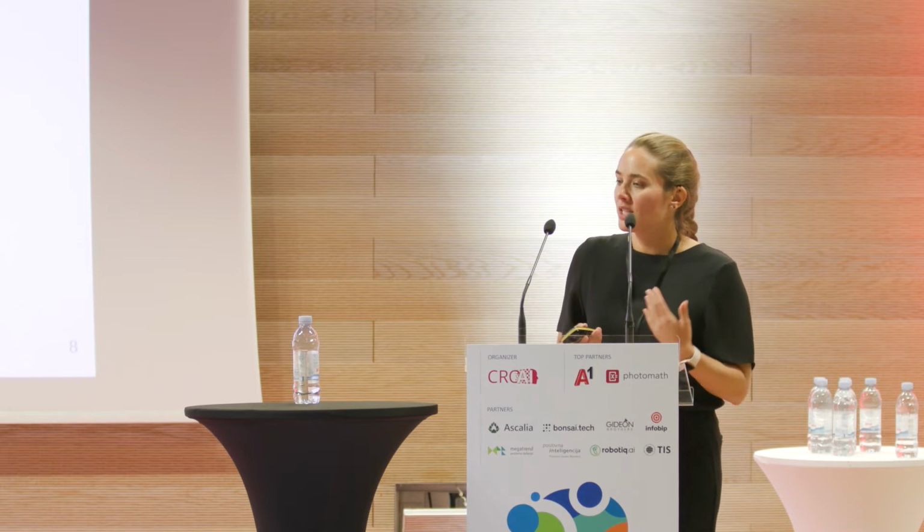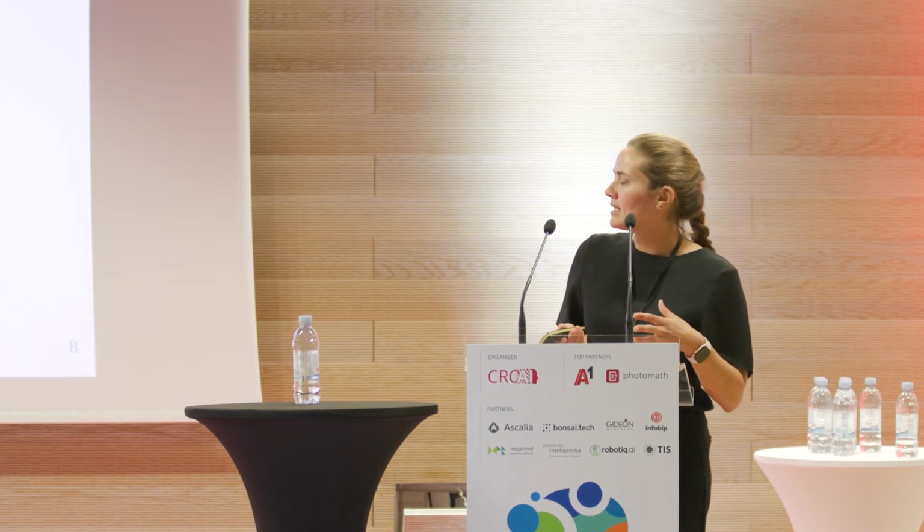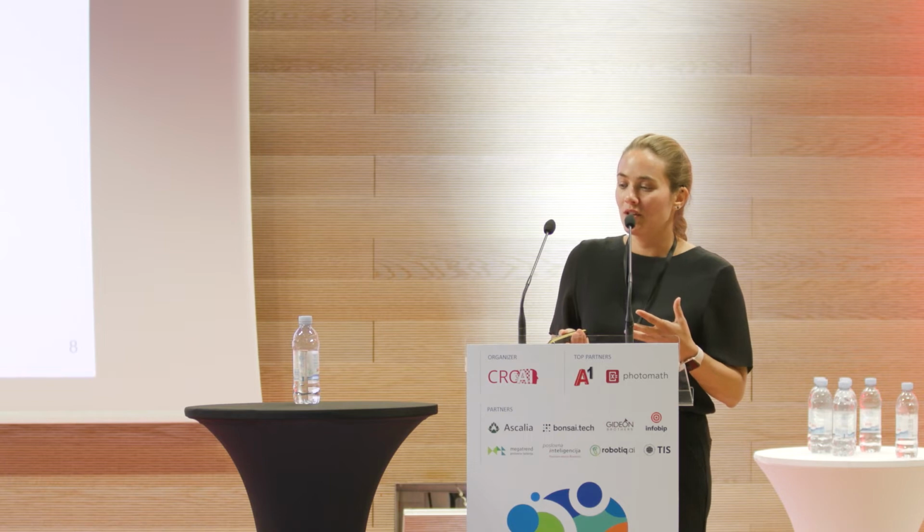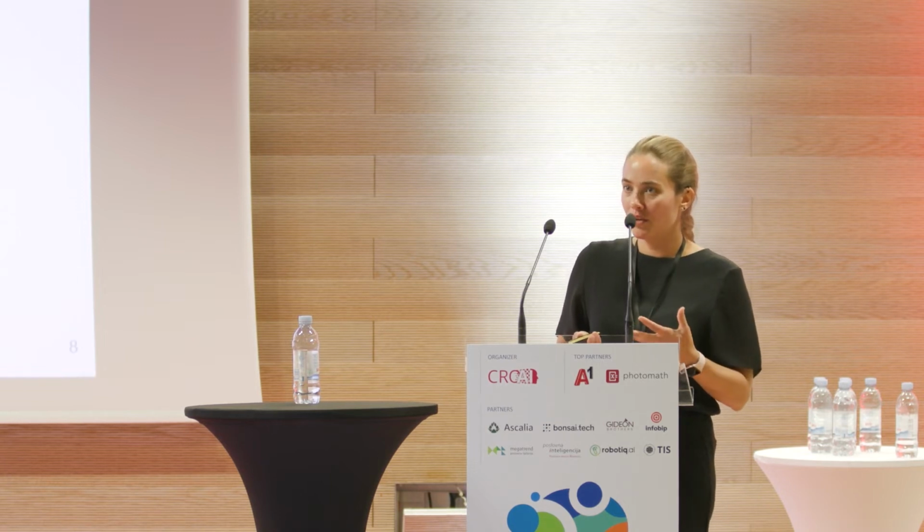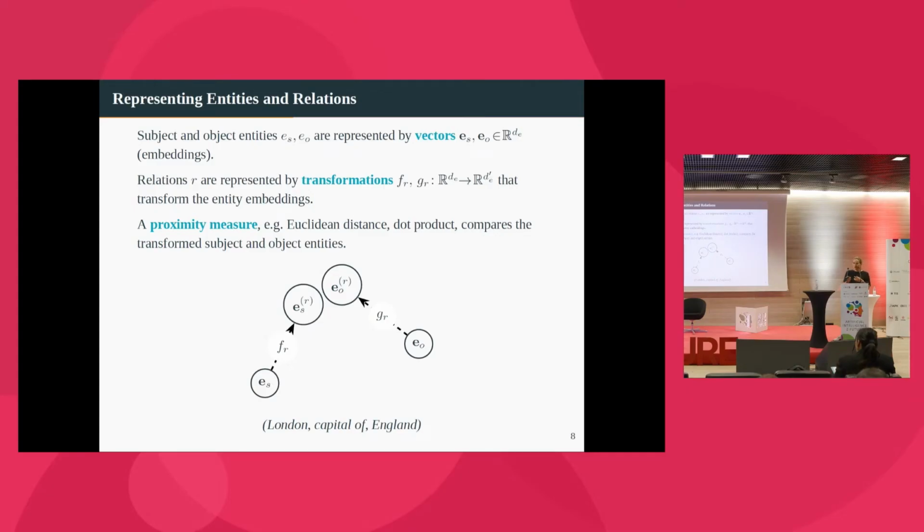Again, just an example. If we have the subject entity London and the object entity England, we apply the relation-specific transformation for the relation capital of, and then we get these relation-transformed subject and object, and in this case, they should be close, because obviously London is the capital of England.